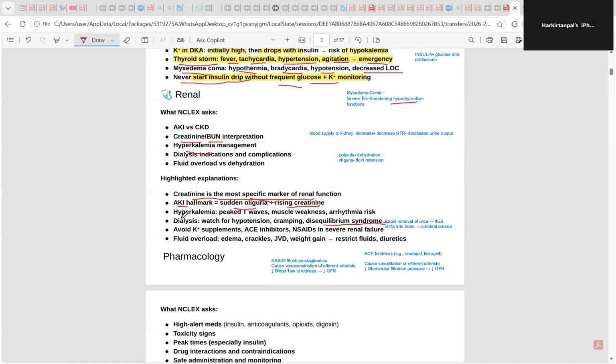Okay, and we know that hyperkalemia is a life-threatening complication. If it is not managed immediately, what happens? It can cause life-threatening complications. Arrhythmia can occur, and it can cause death of the patient. So how can we identify hyperkalemia in the patient? We can check the ECG. If there is a tall T wave or peaked T wave, and if the client has muscle weakness, and the potassium level is high. Do you know what the normal potassium level is?